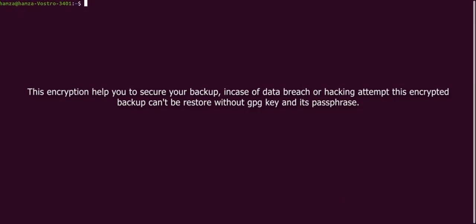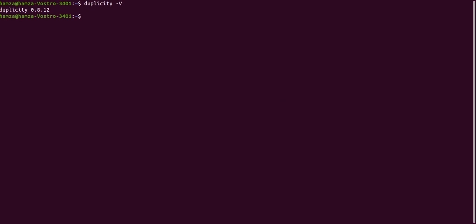This encryption helps you to secure your backup in case of a data breach or hacking attempt. This encrypted backup can't be restored without the GPG key and its passphrase. First, we will check whether the Duplicity utility is installed in your system or not. If not, then you can install it by using this command.